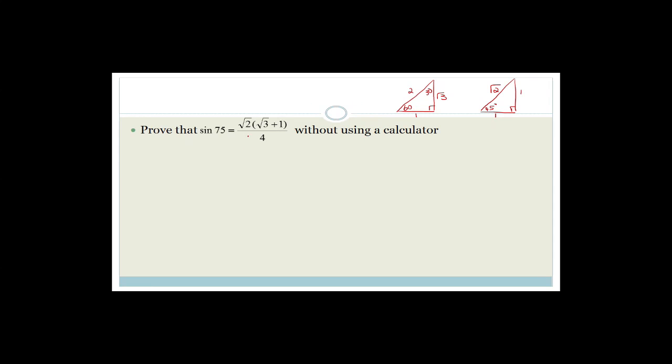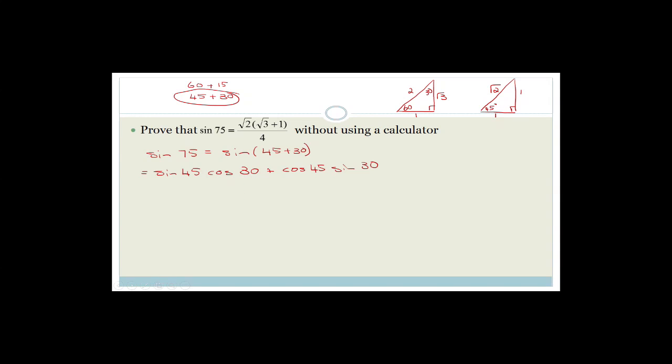Okay, right. So now, sine of 75. How do we get 75? Well, we could go 60 plus 15, but that doesn't really help us because 15 is not a special triangle. But we could also go 45 plus 30. And that works because we've got a 45 and a 30. So we can go sine of 75 equals the same as sine of 45 plus 30, right? So do you agree that becomes sine 45 cos 30 plus cos 45 sine 30?